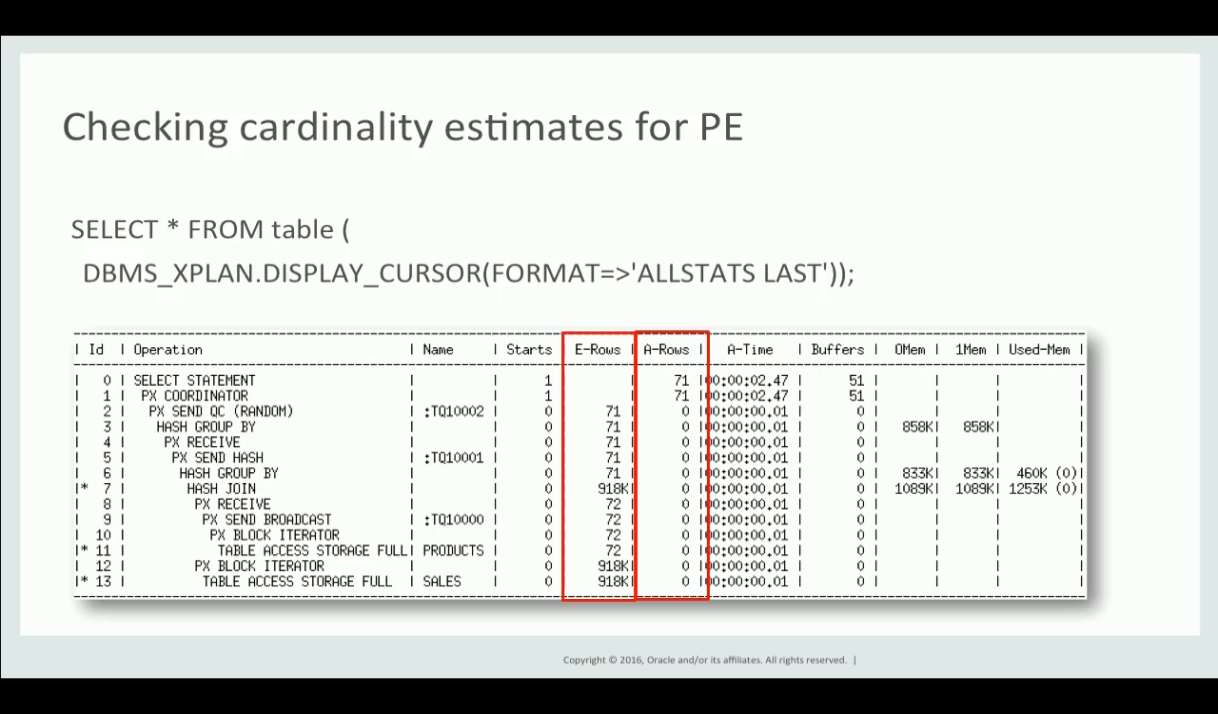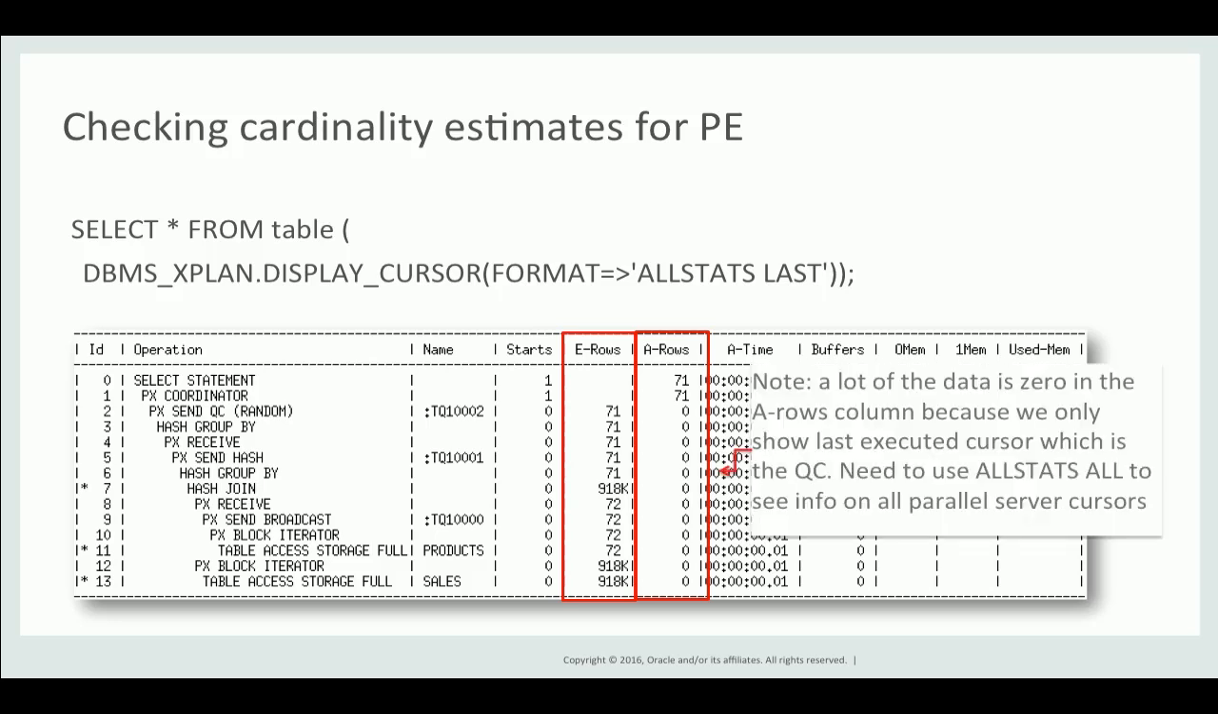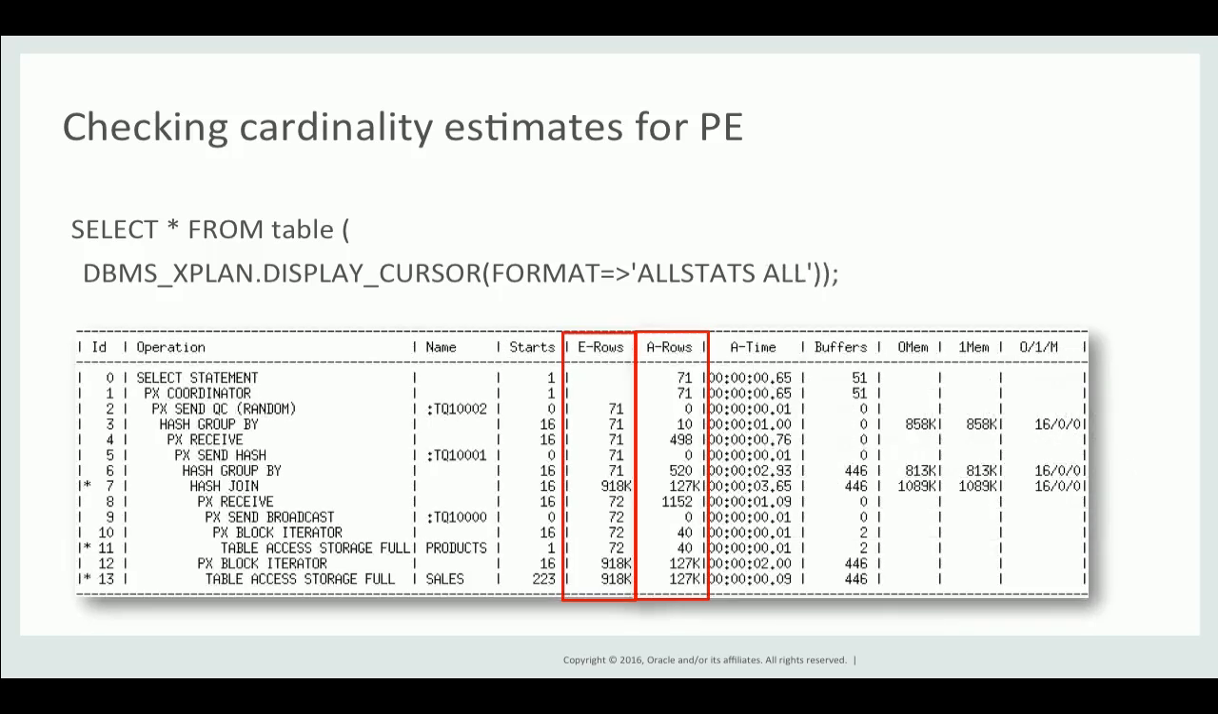So if you're using parallel execution, all stats last is not actually going to be your friend. You're going to want to use all stats all. Give me all of the statistics for all of the folks that executed this cursor. However, if the statement is run multiple times, your all rows is going to be off because it will be an aggregation of all of the processes who have ever executed the query or the cursor. Do you see what I'm trying to say?